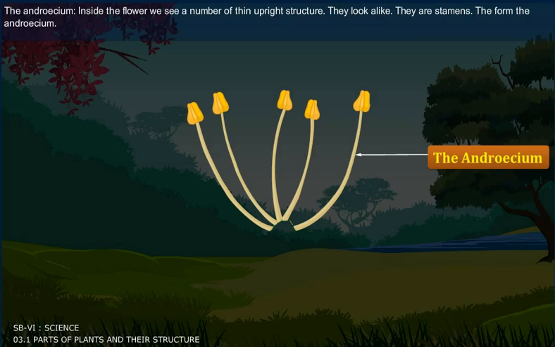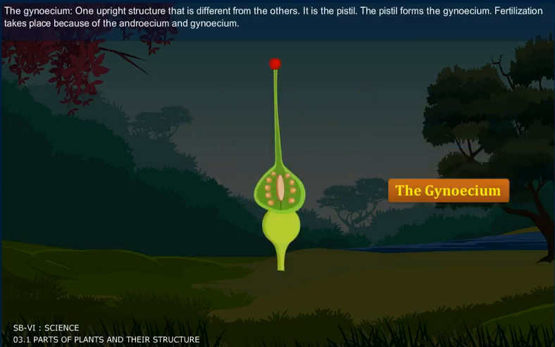The stamens form the androecium. The gynoecium. There is one upright structure that is different from the others. It is the pistil. The pistil forms the gynoecium. Fertilization takes place because of the androecium and the gynoecium.